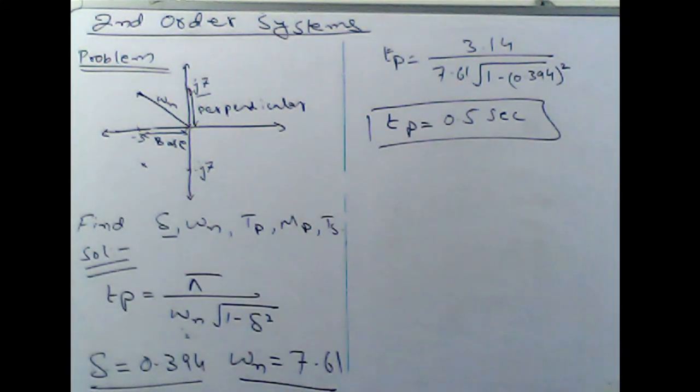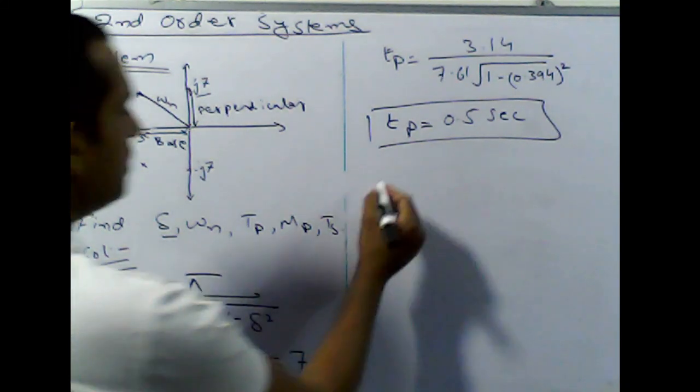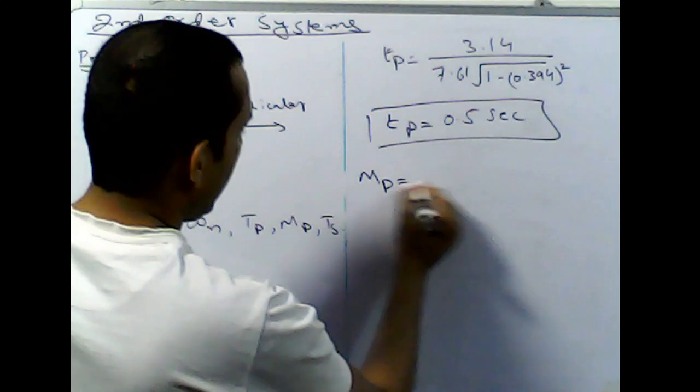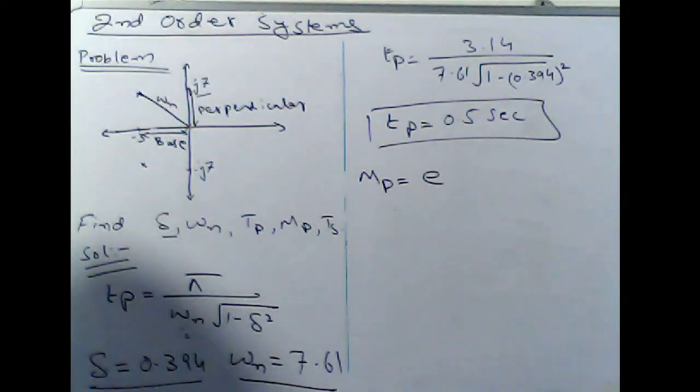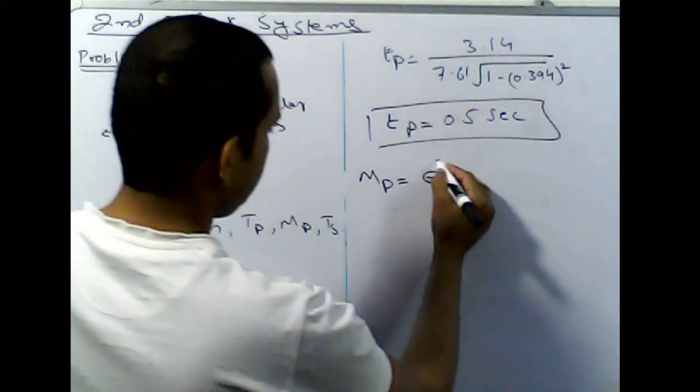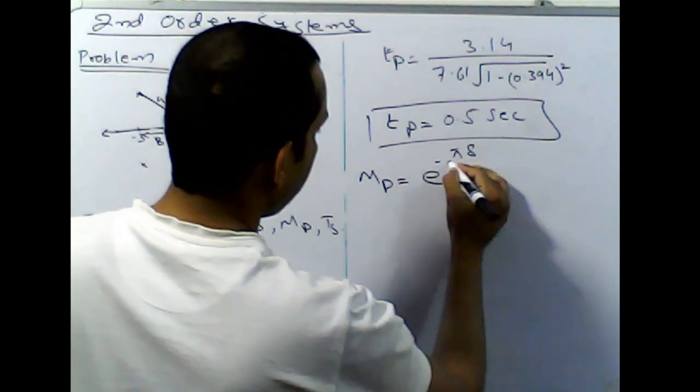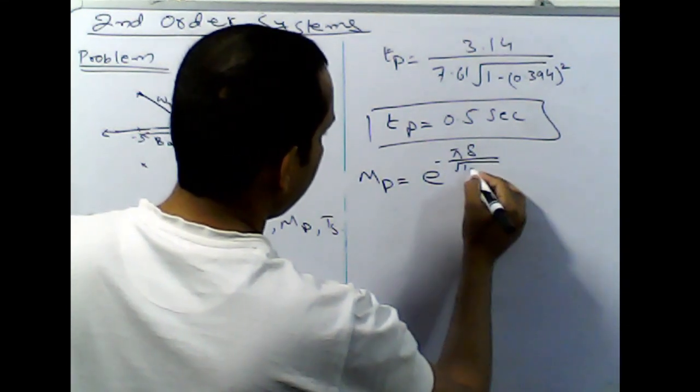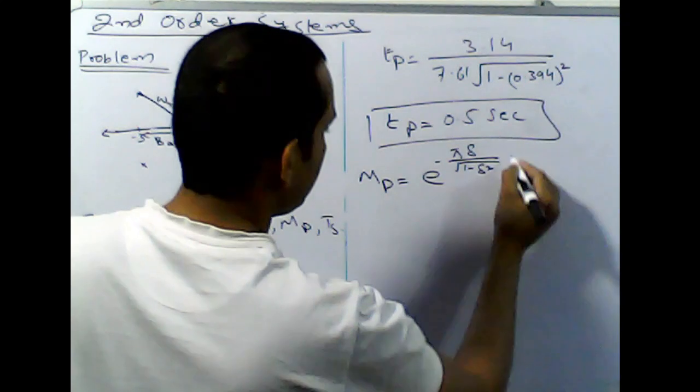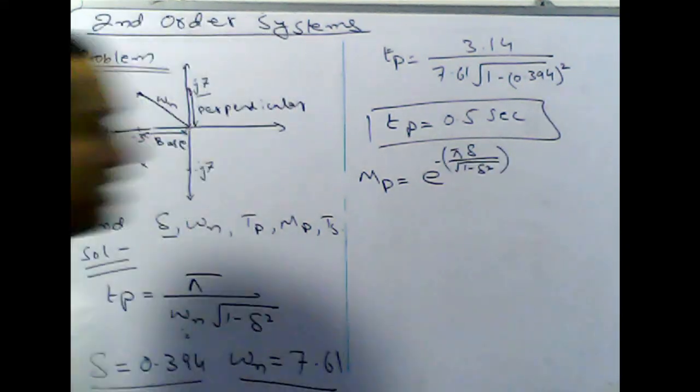Next, we need to find out maximum overshoot Mp. Mp is equal to e raised to the power minus pi zeta whole divided by under root 1 minus zeta square.